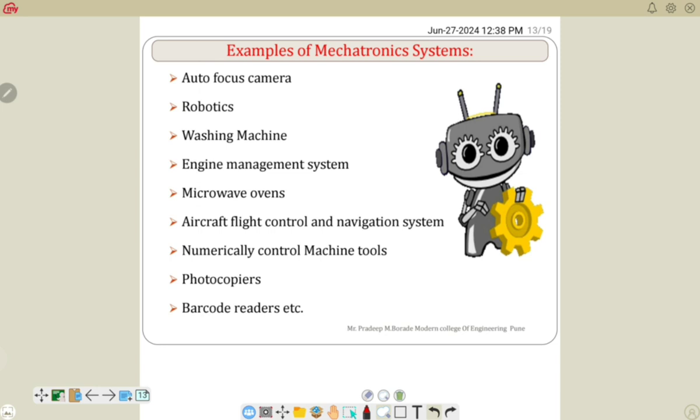Next is examples of mechatronic systems. So autofocus camera, then robot, then washing machine, engine management system, microwave ovens, aircraft flight control and navigation system, numerically controlled machine tools, photocopiers, barcode readers. So these are the various examples of mechatronic systems in various fields.